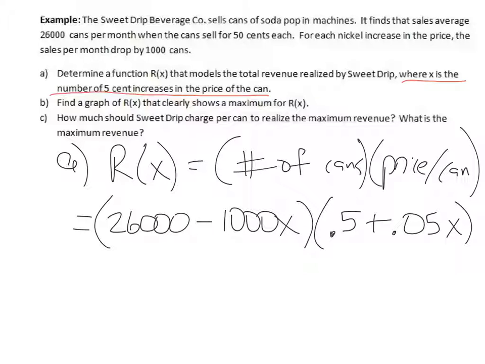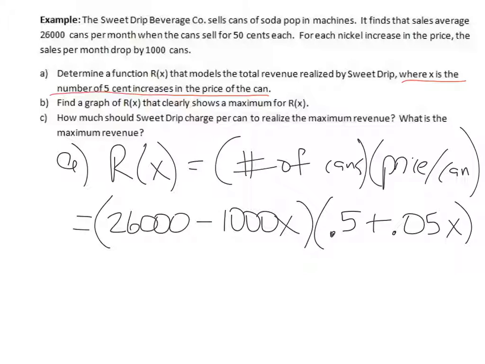You don't need to FOIL it or make it any simpler than that, but enter it into your calculator, and you have to logically think about what your window setting should be. X is the number of price changes, so typically it's probably going to be a positive number. I suppose in this case you could make it negative as well and just see what happens if they lowered the price. Maybe they would end up selling more.